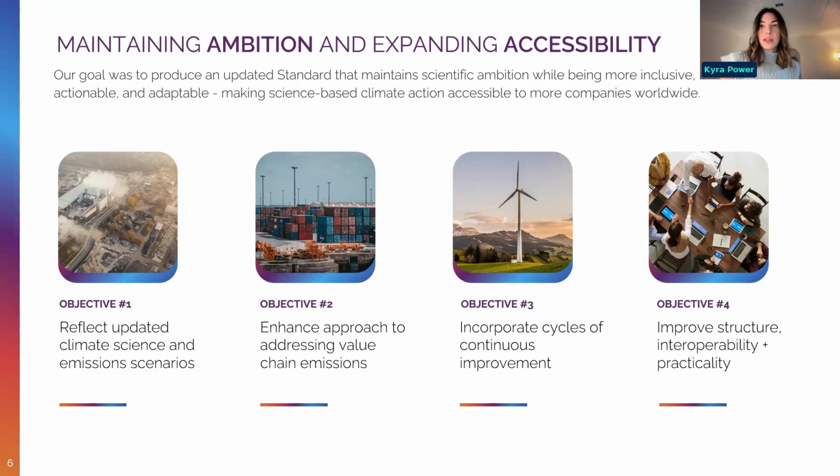Next, we wanted to incorporate cycles of continuous improvement, adding more clarity for companies about target cycles and keeping targets up to date while transparently reporting on progress and challenges on the journey to net zero. And lastly, we wanted to improve the overall structure of the standard for clarity with the intention of enhancing interoperability with SBTi's suite of sector standards and with other standards and frameworks in the corporate climate ecosystem.